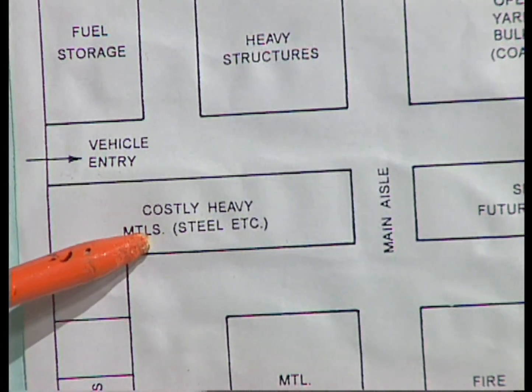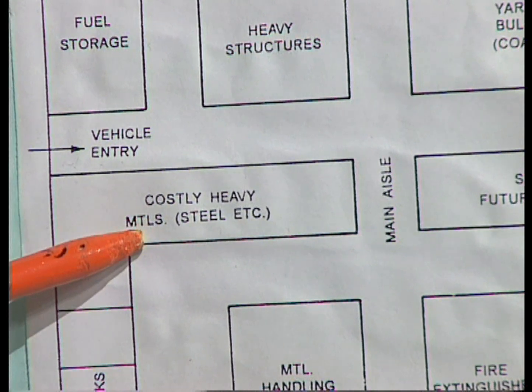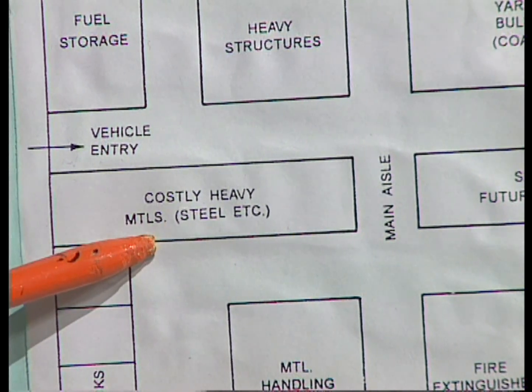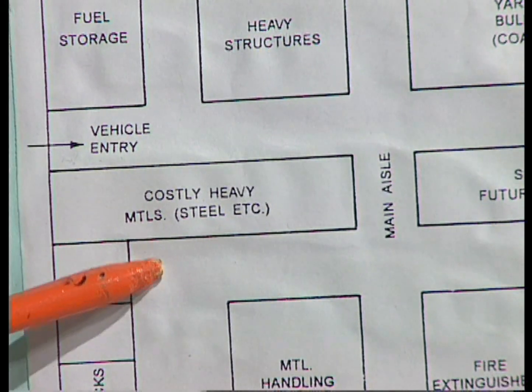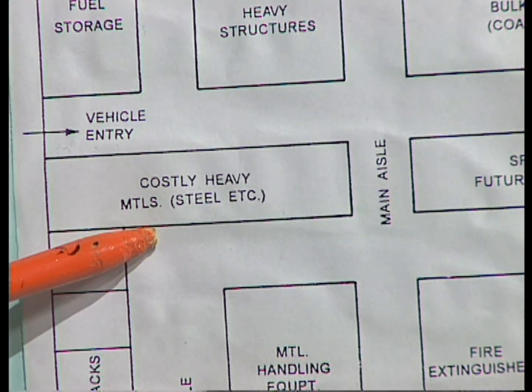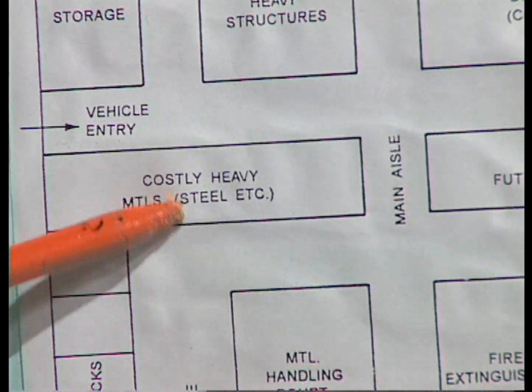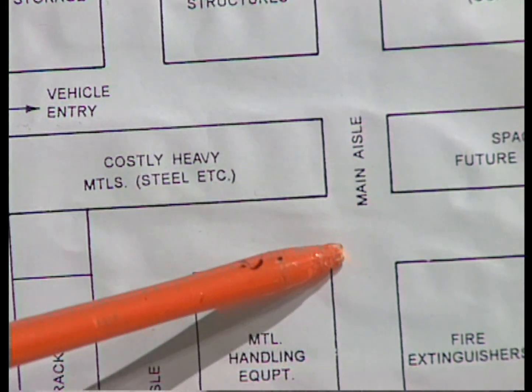This is for costly heavy materials like steel materials, machines, etc. In some cases standby machines may be there. The spare machines may be there, etc. We will keep these things. Next, this is called the main aisle.